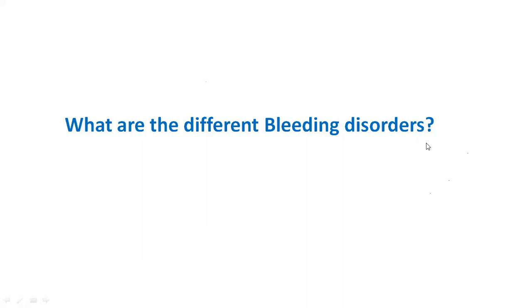So disorders of primary hemostasis and disorders of secondary hemostasis. Disorders of primary hemostasis mainly deal with platelets and von Willebrand factor, and disorders of secondary hemostasis deal with the clotting factor deficiencies. In that, it could be congenital or acquired causes.